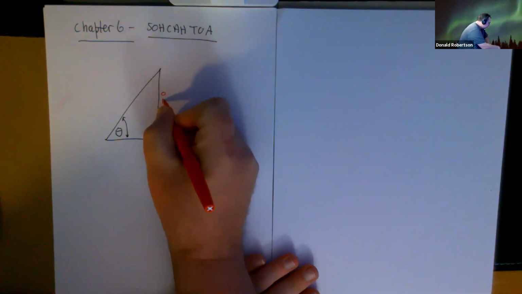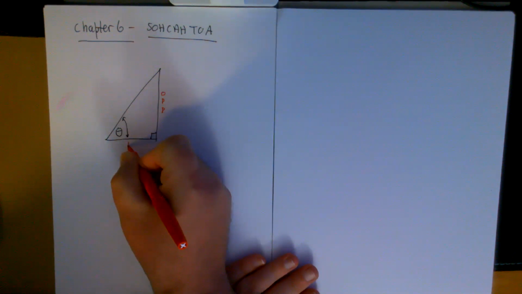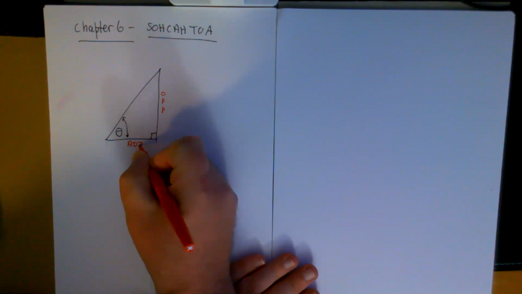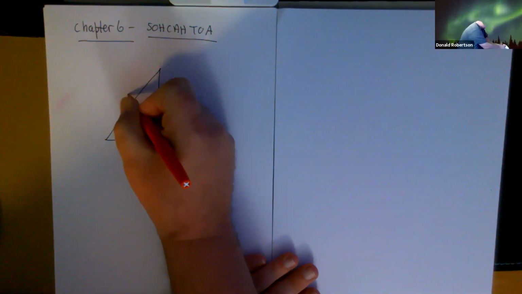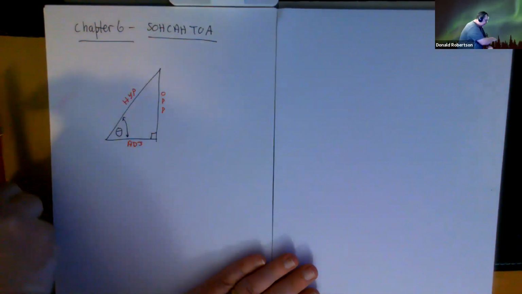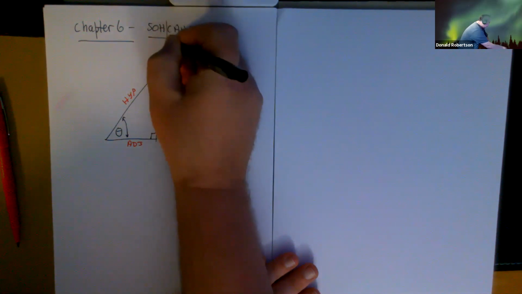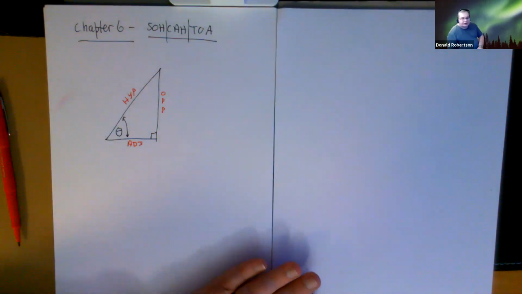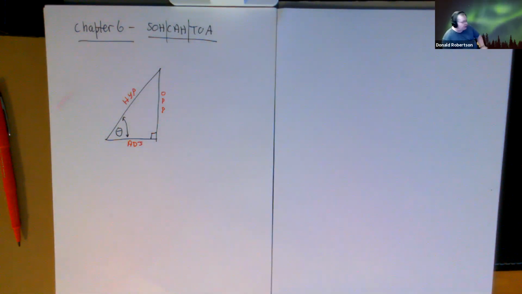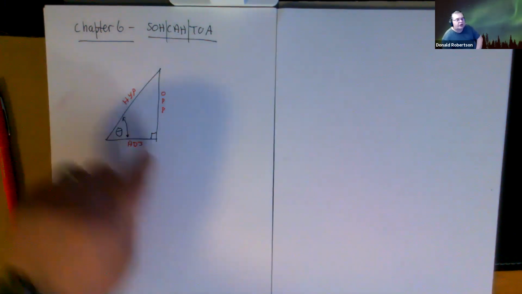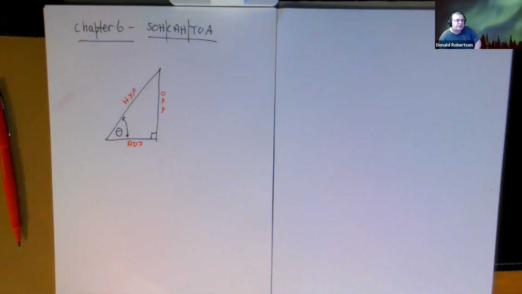This fellow is called opposite. This fellow is the adjacent. And this fellow here is called the hypotenuse. And what SOHCAHTOA does is it allows us to find, using the sides of a right angle triangle, the exact value for a sine, cosine, or tangent of any given angle.